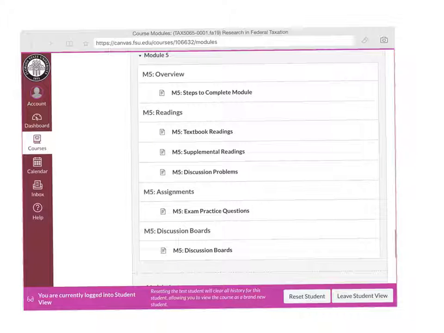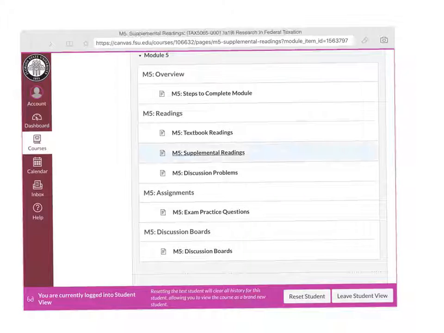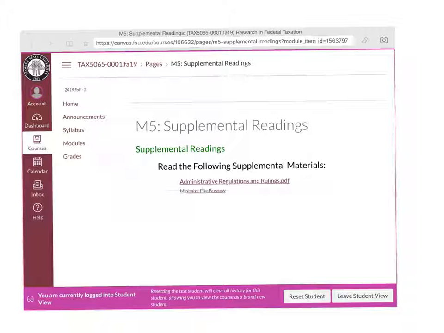So textbook readings, of course, Module 5 deals with Chapter 4. Very important chapter because it goes through administrative authority. Supplemental readings. So we had this PowerPoint here.